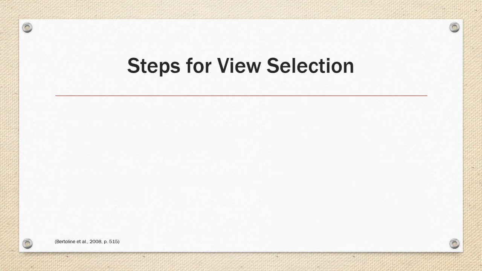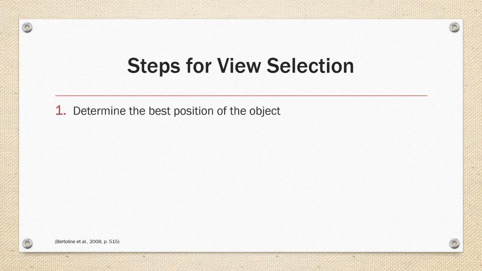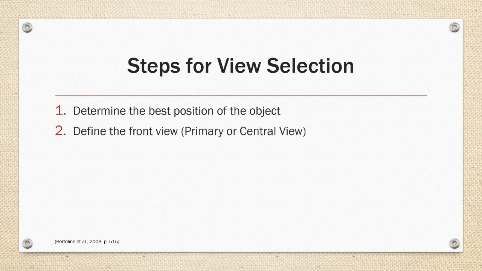There are 4 best practice steps for determining the orthographic views to select for describing a given object discussed on page 515 of the text. Step 1 is to determine the best position of the object. Step 2 is to define the front view, which will be the primary or central view all other views will be projected from. In my experience, this should be the view that can describe the highest number of dimensioned features.